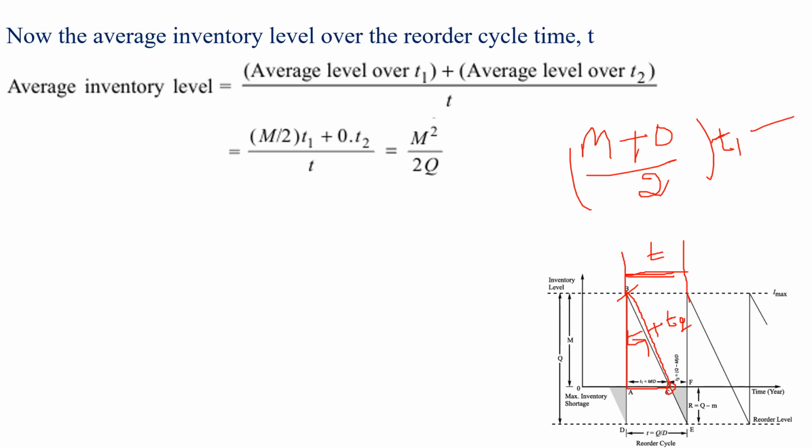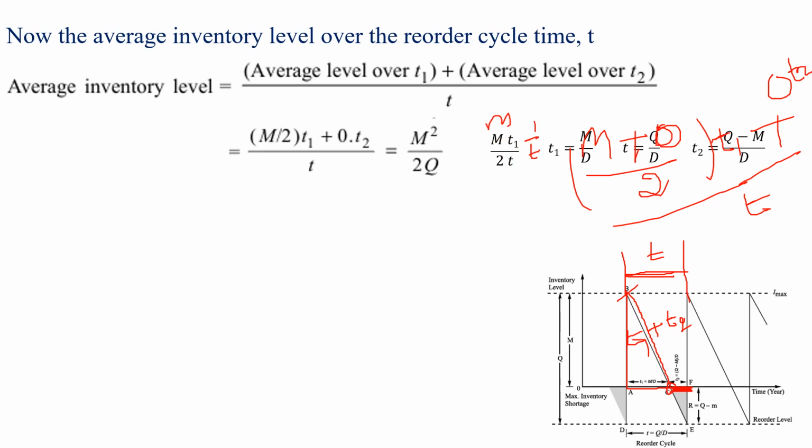Plus, similarly, the average level of inventory in the T2 period. In this period we are not considering any quantity for the inventory. So it is 0 into T2, divided by the time period T. So this is M plus 0, which will become M by 2 into T1, plus 0 into T2. This we write down as M by 2 into T1 by T. So we know the relationship, and we will erase this one.